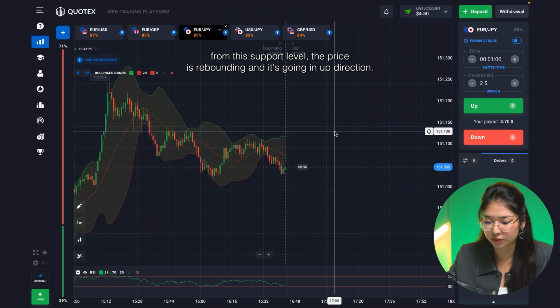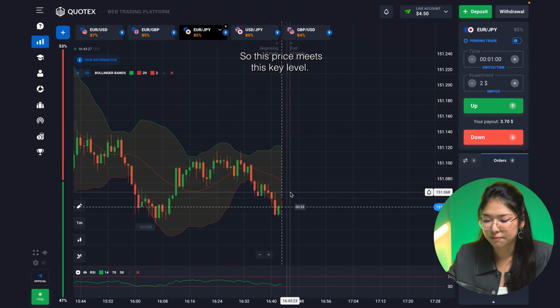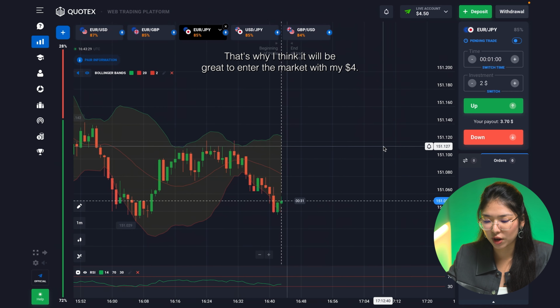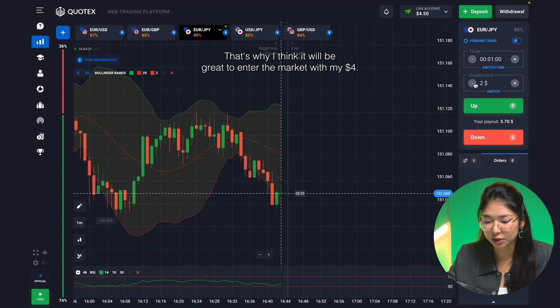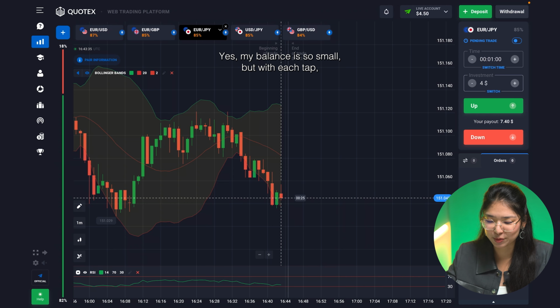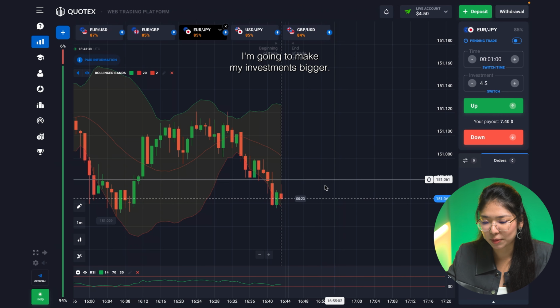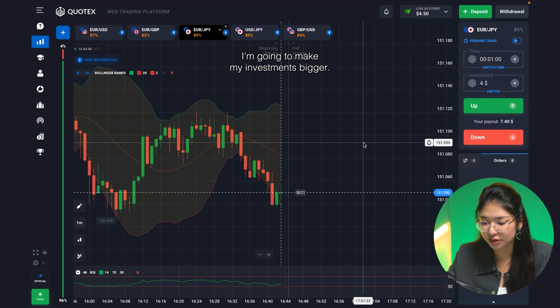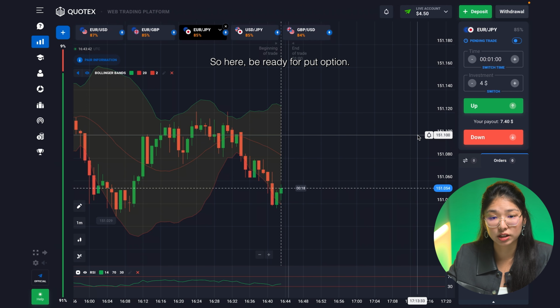So this price meets the key level, and that's why I think it will be great to enter the market with my $4. Yes, my balance is so small, but with each step I'm going to make my investment bigger, and here be ready for put option.